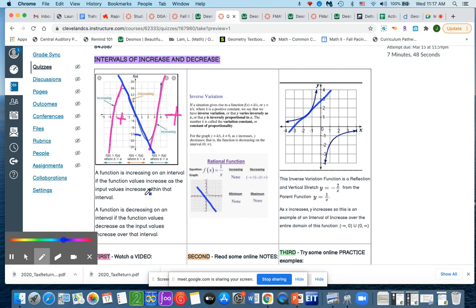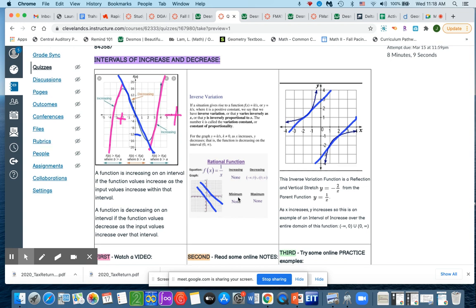This entire graph, on both of its branches, is decreasing, and this one, both of its branches are increasing. So it's either one answer or the other answer. Does that make sense so far? Yes. Okay, and then what are the intervals that they are increasing or decreasing?